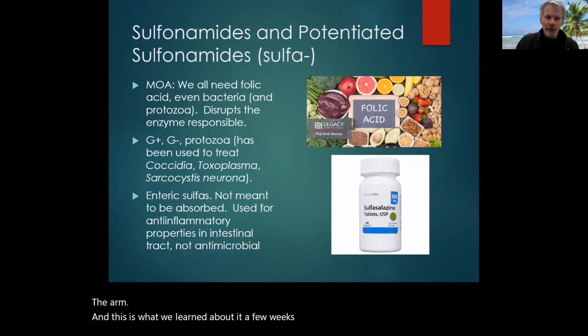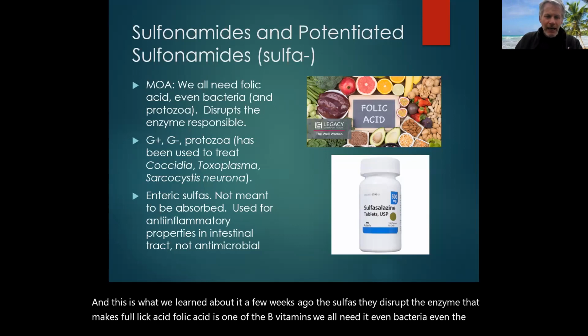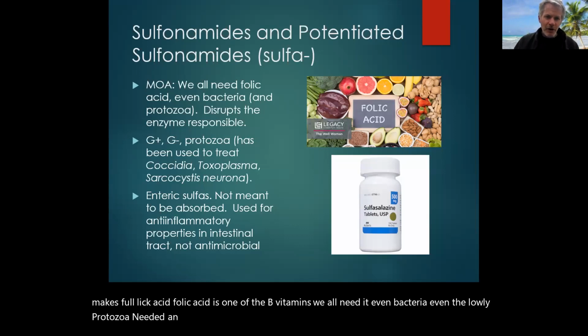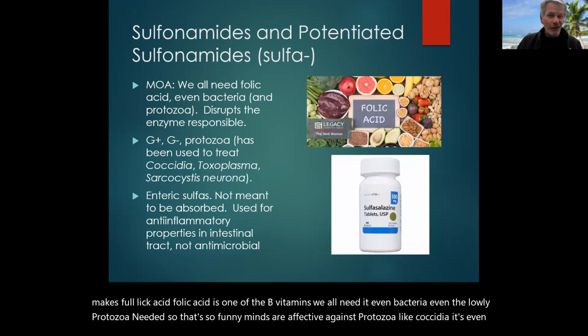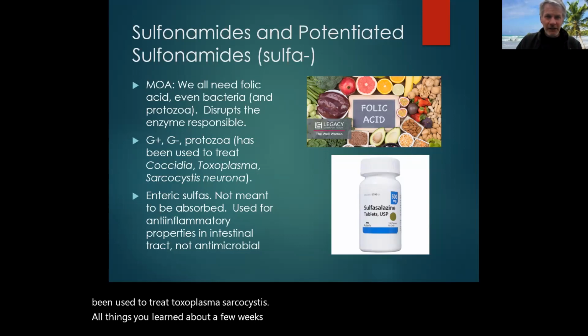The sulfas disrupt the enzyme that makes folic acid. Folic acid is one of the B vitamins. We all need it. Even bacteria, even the lowly protozoa need it. And so the sulfonamides are effective against protozoa like Coccidia. It's even been used to treat toxoplasma, sarcocystis, all things you learned about a few weeks ago. It's effective against gram positives and gram negatives.